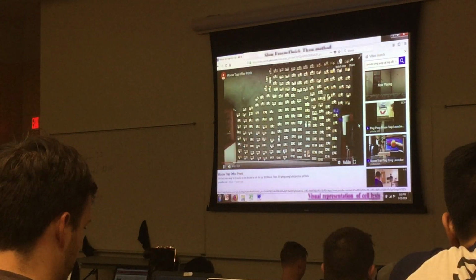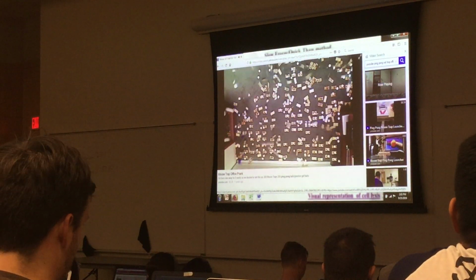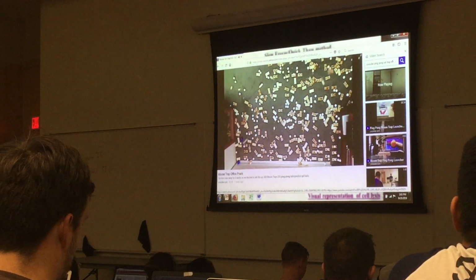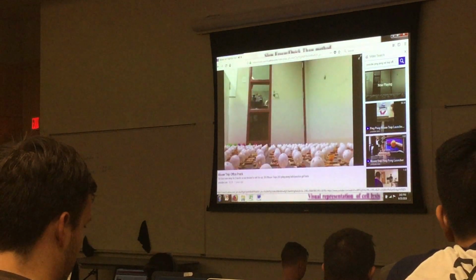So there's your cells there. One breaks, and all of a sudden it just starts chain reacting there. Each one of those squares you can think of as a cell, and once one goes, you've got that chain reaction.